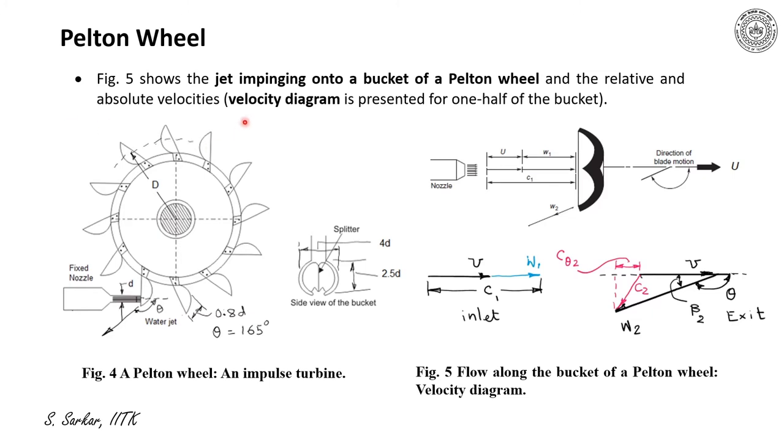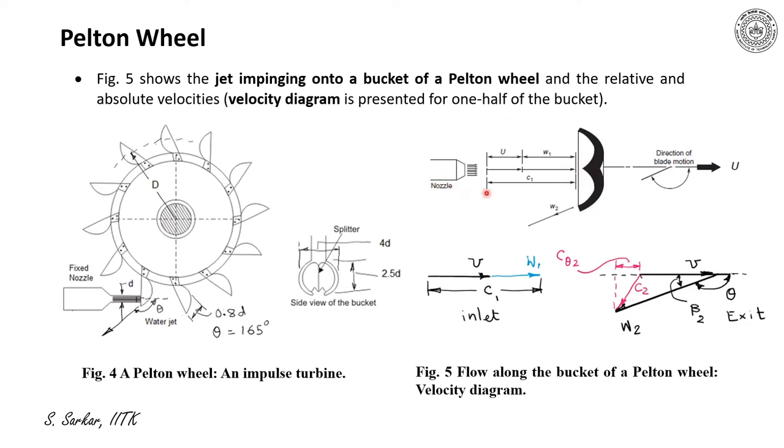Please note that I have drawn the velocity diagram for one half of the bucket. Figure 4 here indicates the combination of the nozzle and the Pelton wheel, which has already been illustrated. However, let me discuss here in brief. The nozzle creates the jet, and the jet gets deflected by the bucket, and the angle of deflection is around 165 degrees, which is represented by theta. Thus, theta here is the camber angle. Figure 5 indicates the combination of a nozzle and a bucket, and thus the jet impinging on the bucket and getting deflected has been illustrated here.